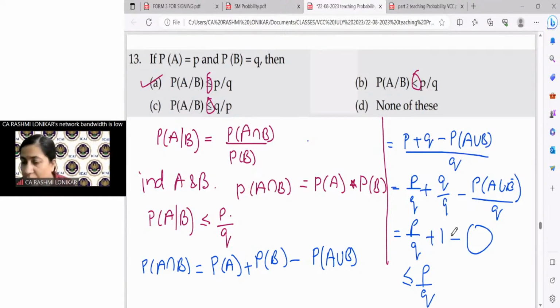Swati, why is this value 0? If it comes to 1, plus 1 and minus 1, it becomes 0. So your value can be less than or equal to P upon Q.